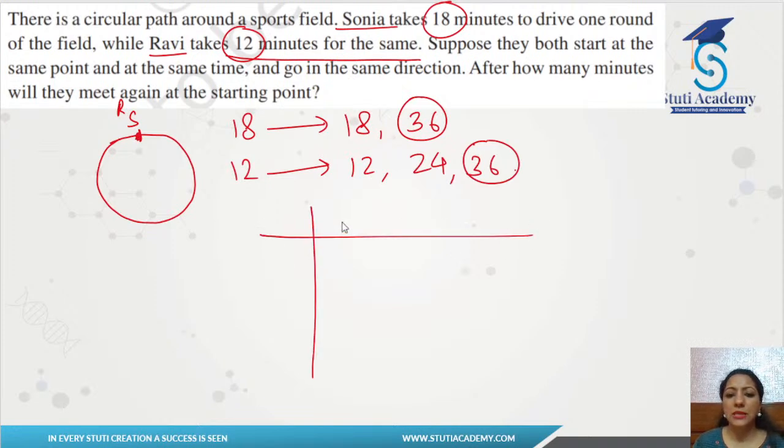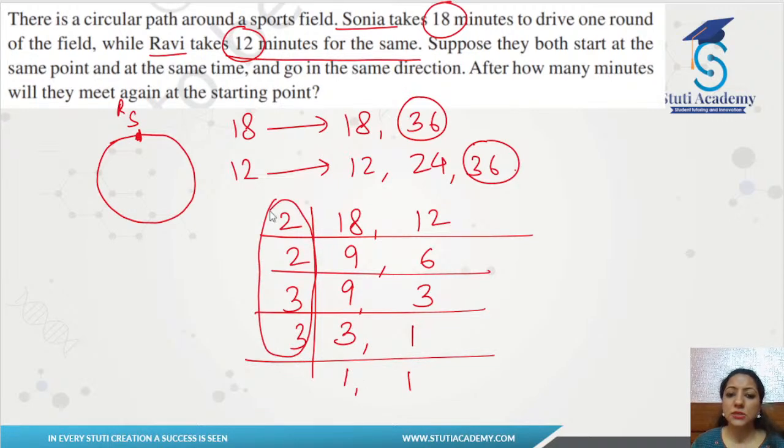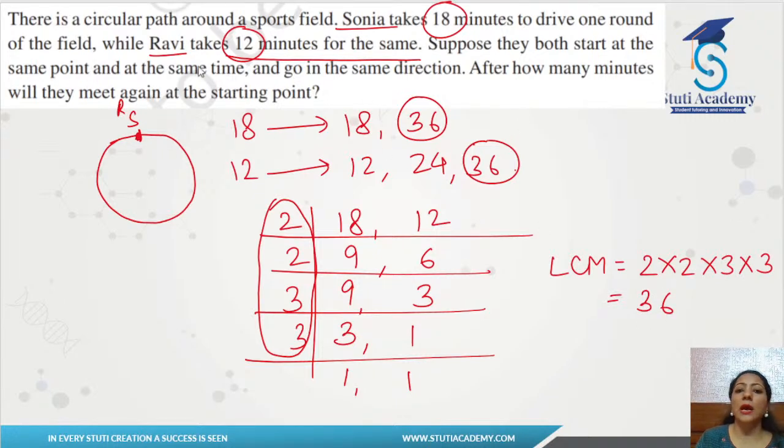Otherwise, you can just take the LCM using the prime factorization method. So you can divide by 2, you will get here 9. Then we have here 6. Divide by 2, you will get your 9. And then we have 3 here. Then by 3, we're going to get 3 here. And then 1, 3, 1, 1. So now when you multiply all of these, you're going to get the LCM. So we have LCM as 2 into 2 into 3 into 3. This is actually 36. So after 36 minutes, Sonia and Ravi, they are going to meet again. So the answer is 36 minutes.